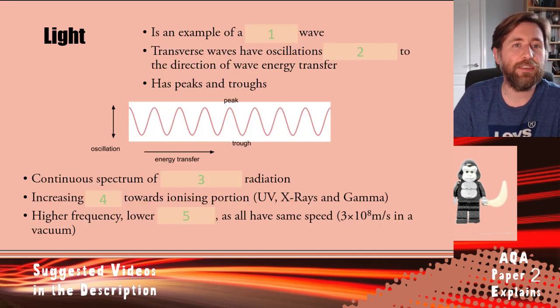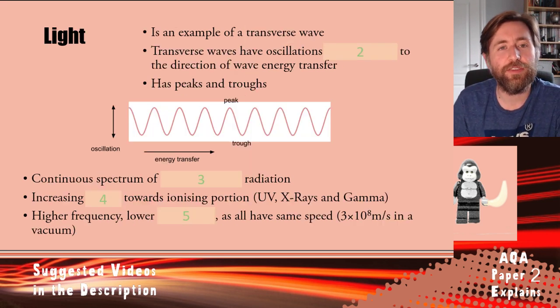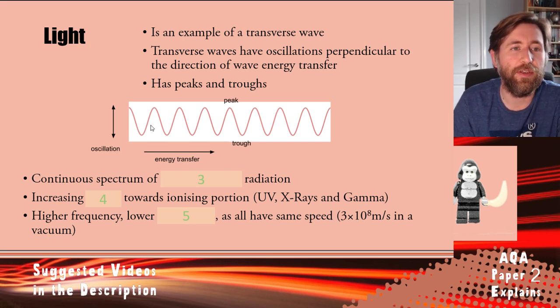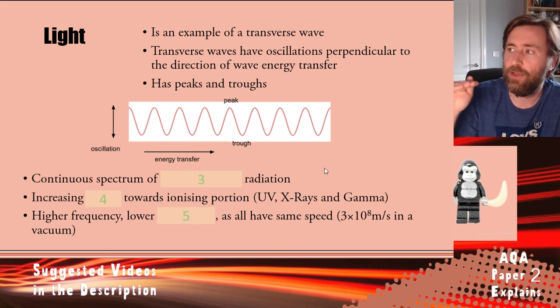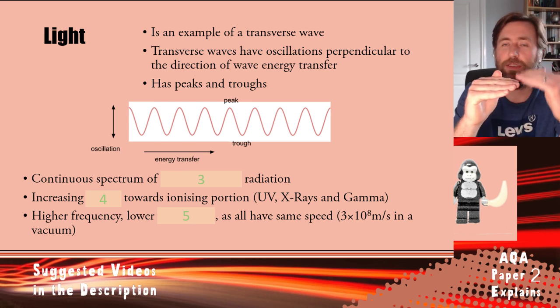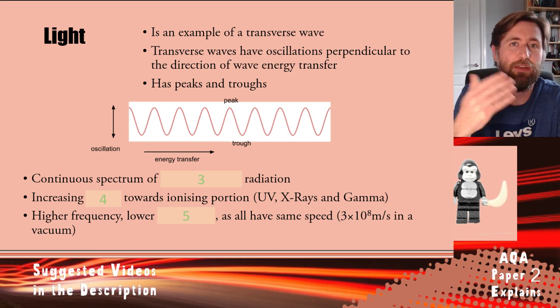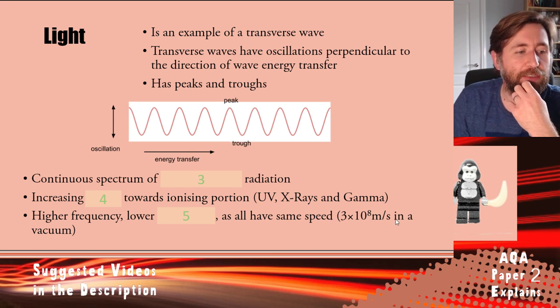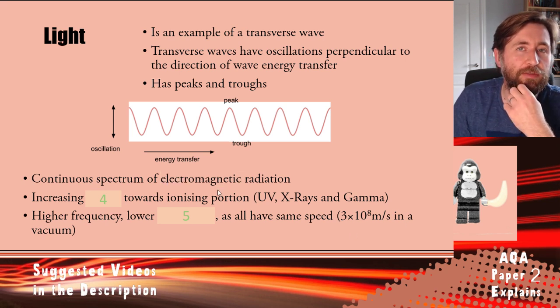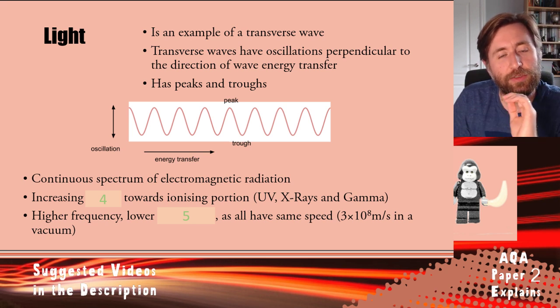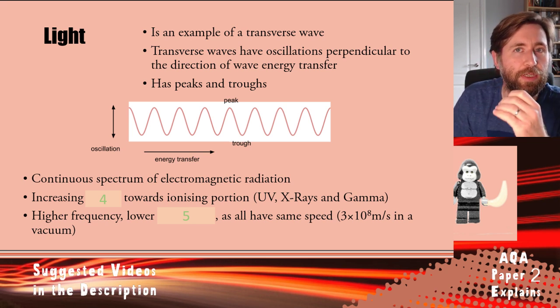Okay, next one. Light is an example of a transverse wave. Transverse waves have oscillations which are perpendicular to the direction of energy transfer. So this oscillation is up and down whilst the energy is along. So the wave is moving along and the light, the oscillation on the electromagnetic field, is perpendicular, at right angles to that. It's a continuous spectrum of electromagnetic radiation, increasing towards the ionizing portion. So UV, X-rays, and gamma are what we call the ionizing portion.